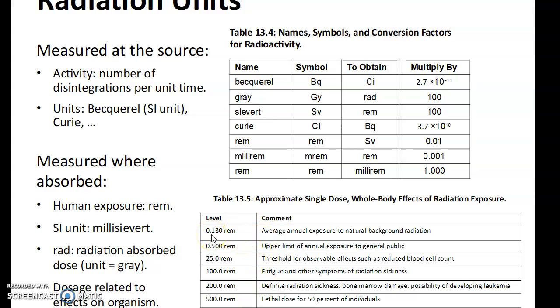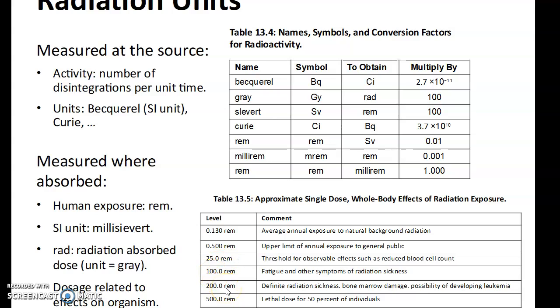Just walking down the street in New York City, with all the background radiation coming from the granite in those buildings, is 0.13 rems for an average annual exposure. This is the upper limit that you'd want to have for annual exposure. This right here is for observable effects and reduced red blood count and a higher white blood count. This is fatigue and other symptoms of radiation sickness.